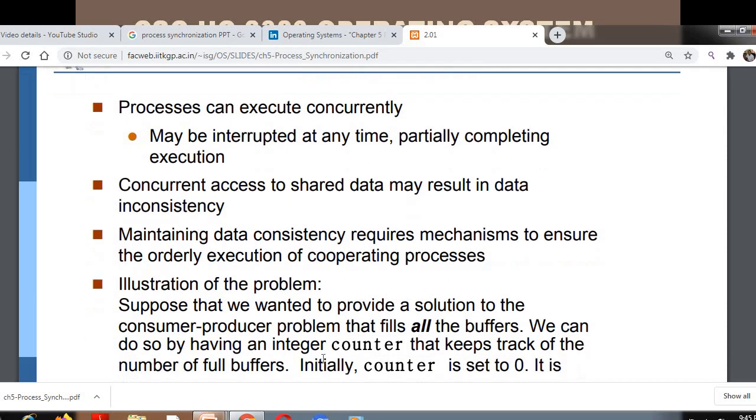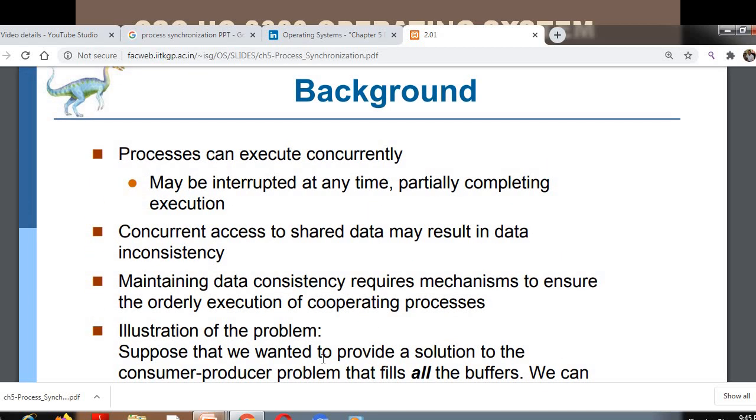Now, if we see the breakdown, processes can execute concurrently. Processes may execute concurrently, may be interrupted at any time, with partially completed executions. So concurrent access to shared data may result in data inconsistency. Maintaining data consistency requires a mechanism to ensure the orderly execution of cooperating processes.